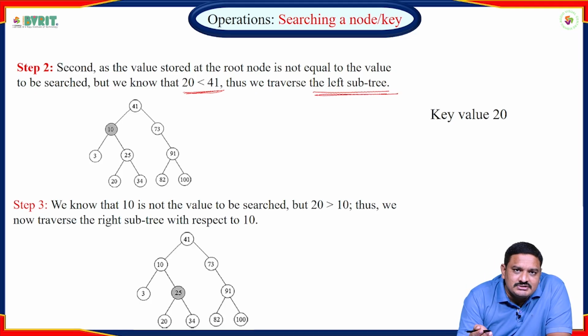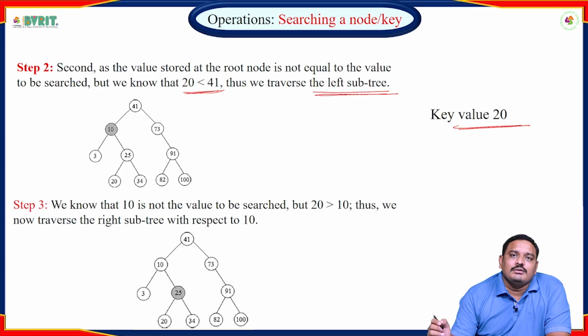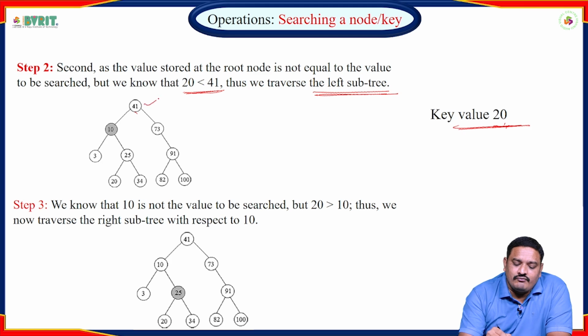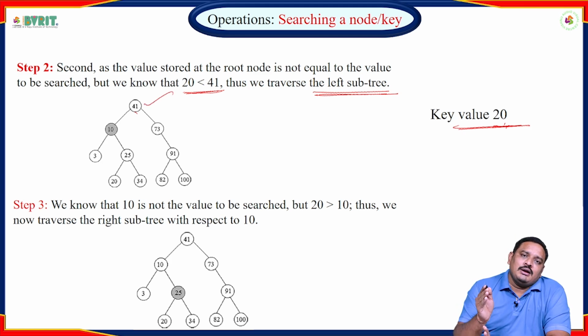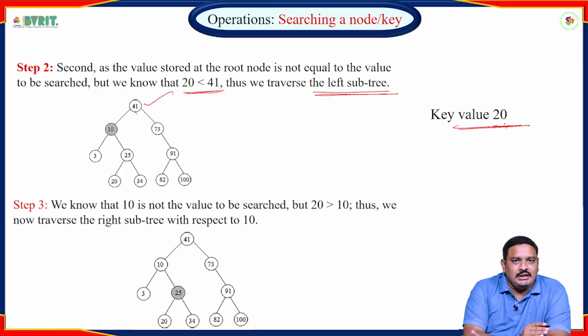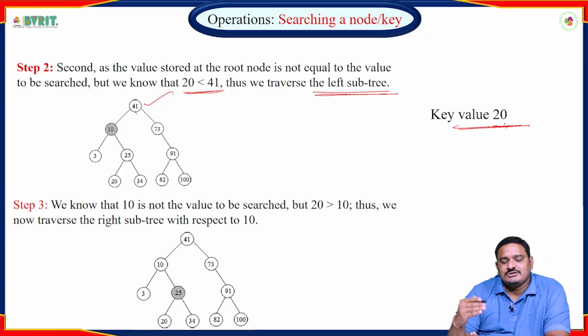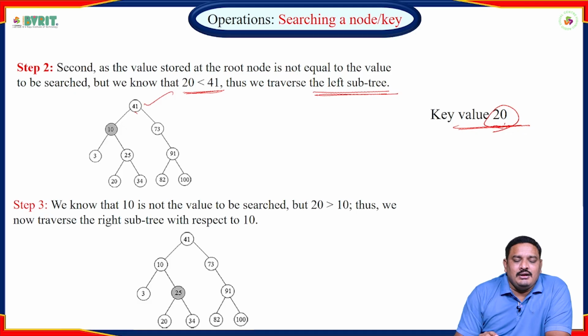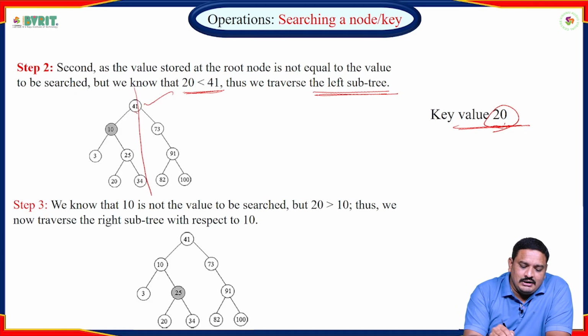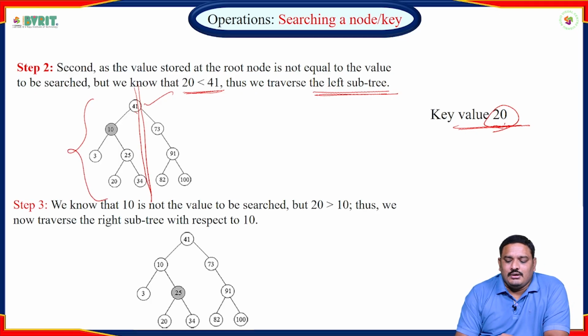What value will be searched? The key value is 20. The 20 is compared with the root, 41. So the key 20 is less than 41. The root node always has lesser values on the left side and higher values on the right side. Since 20 is less than the root node, the value is present in the left subtree.